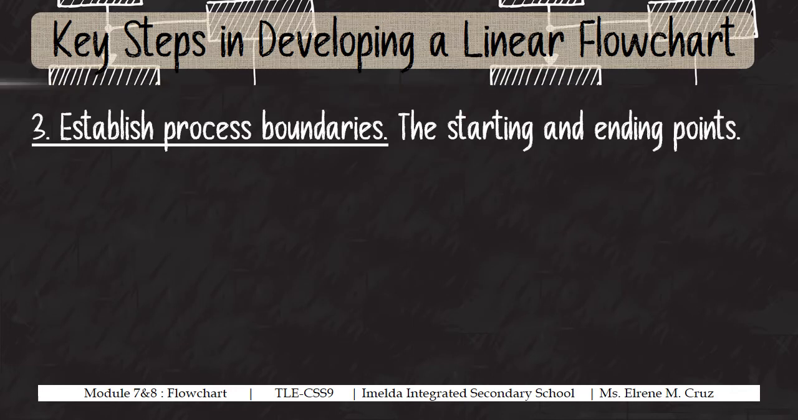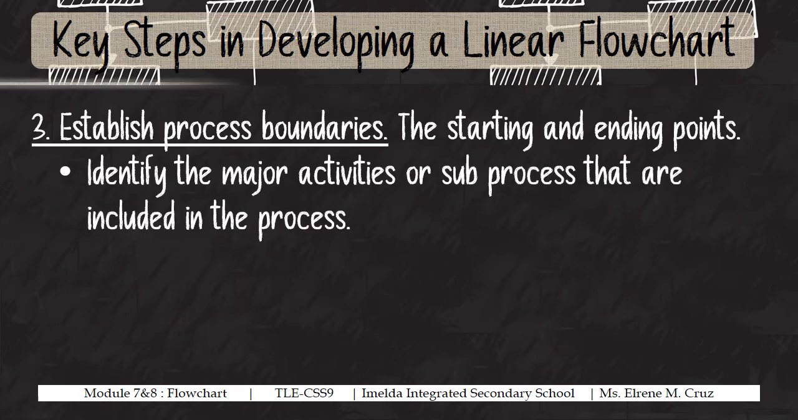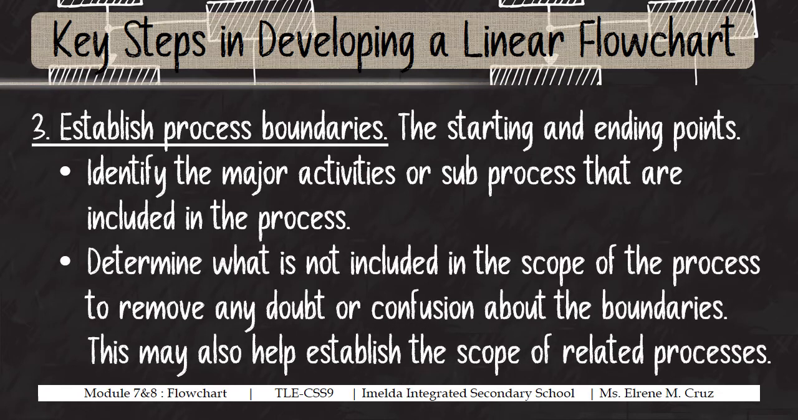Third, establish process boundaries, or the starting and ending points. Identify the major activities or sub-process that are included in the process. Determine what is not included in the scope of the process to remove any doubt or confusion about the boundaries. This may also help establish the scope of related processes.